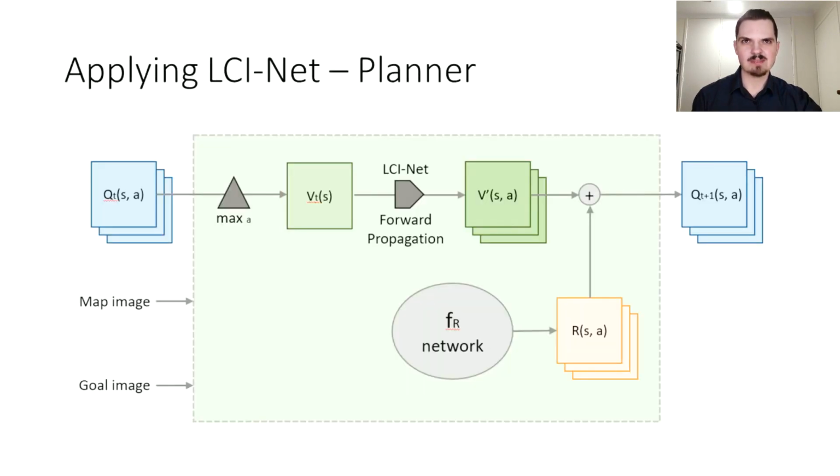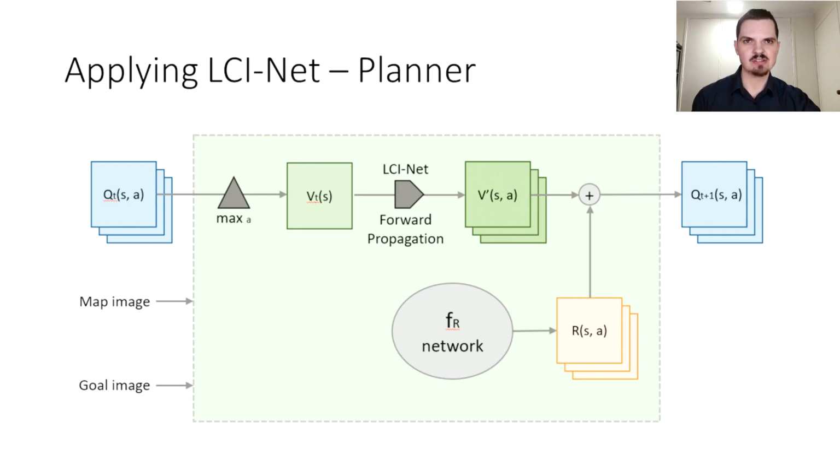In this work, we demonstrate the potential of LCI-Net by using it to replace the forward propagation module of QMDP-Net. QMDP-Net's overall architecture consists of two components, planning and belief update. The planning component approximates the optimum value function using the QMDP heuristic.